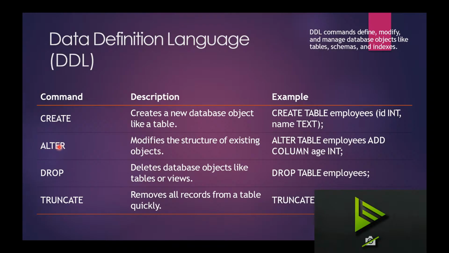Next command is ALTER. You only have to remember these four under DDL. If you remember this, it is not a big thing, and you are an expert in SQL. ALTER modifies the structure of existing objects: ALTER TABLE employees ADD COLUMN age INT. This is the sequence structure of your SQL command. DROP deletes database objects like tables or views: DROP TABLE employees. TRUNCATE removes all records from a table quickly: TRUNCATE TABLE employees.